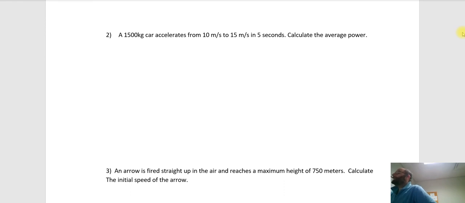All right, a 1,500 kilogram car accelerates from this speed to this speed in 5 seconds. Calculate average power. So remember how power is defined: it's the rate that energy changes, or it's also the rate that work is done, either one. It can be calculated by taking your change in energy over your change in time, or by taking the work done and dividing by the change in time, either one.